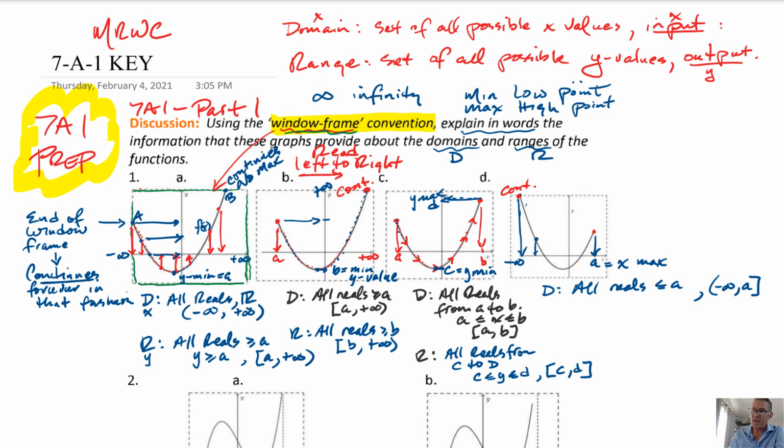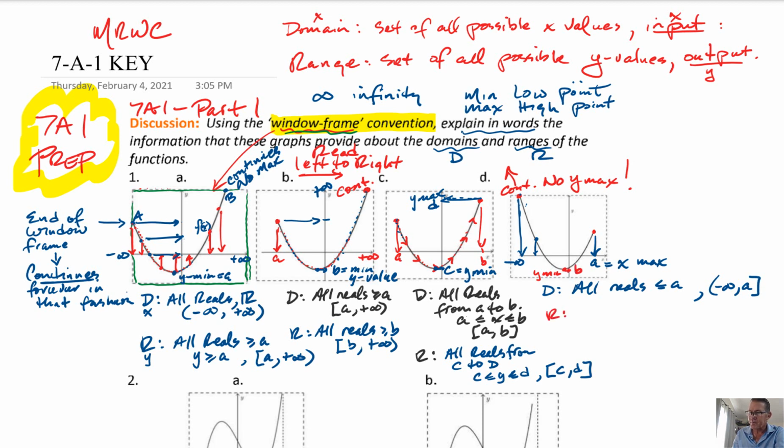Now the range is the set of all possible y values, and there's no y max. Because it hits the window frame, it keeps on going up, it keeps on going in this direction. So no y max, but it has a y minimum right here. So this is the y minimum. Let's call it B, just the next letter in the alphabet.